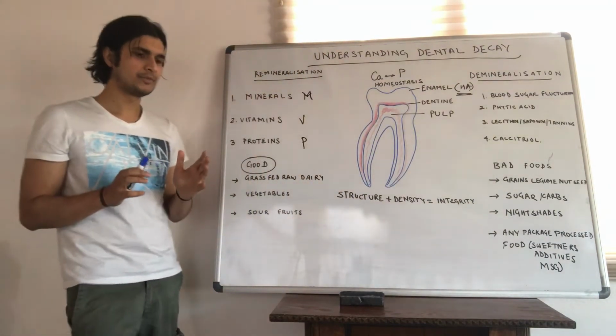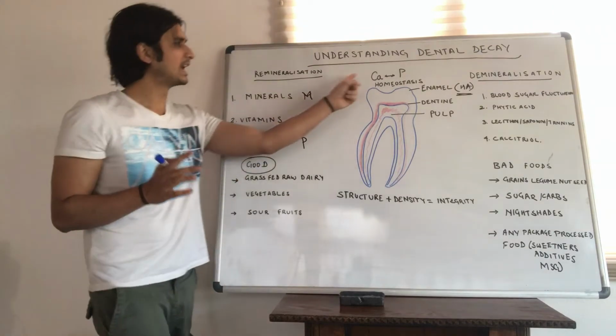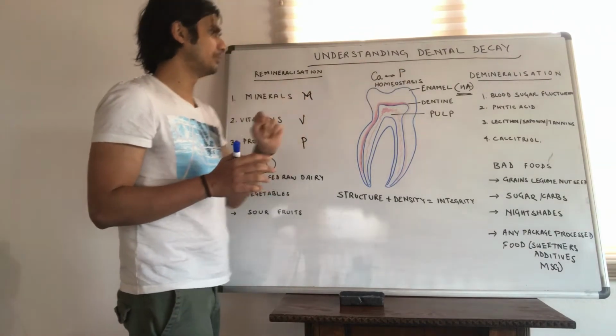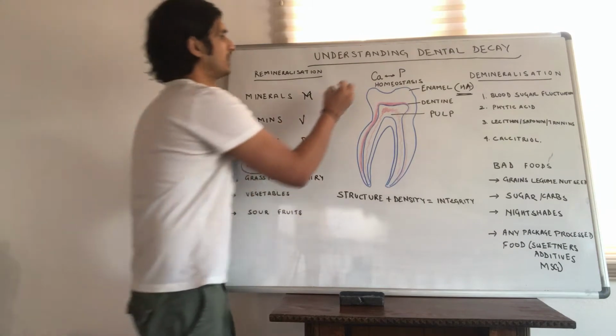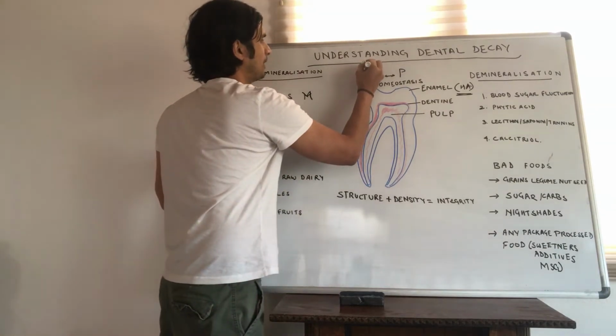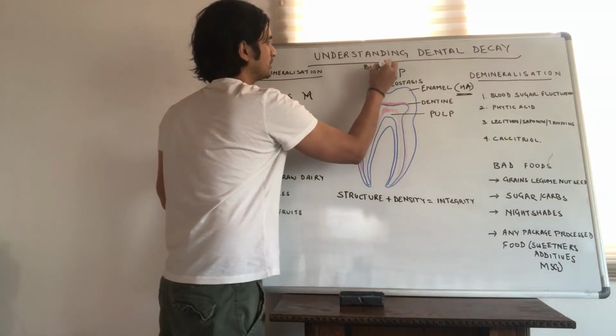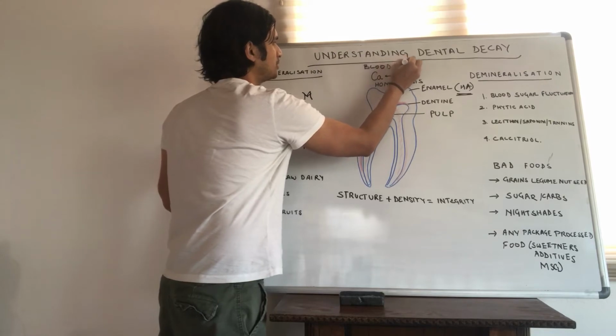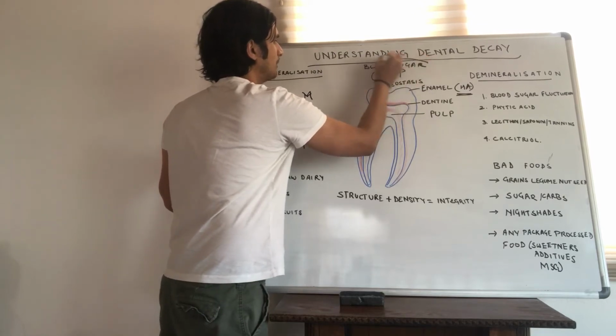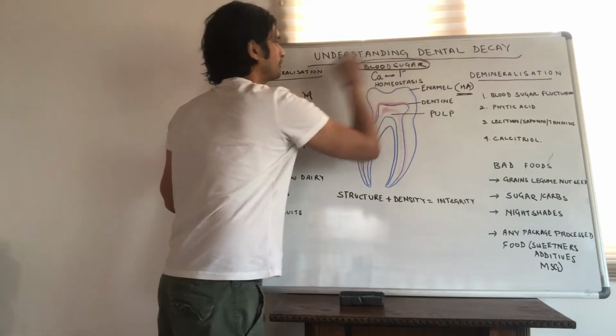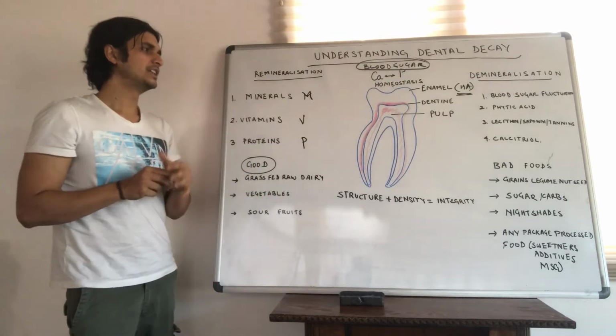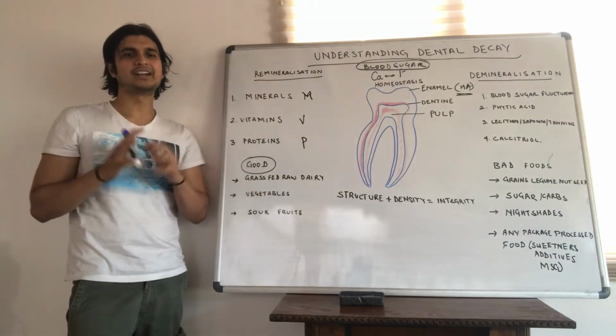And whenever we are eating these foods, the calcium phosphorus balance is disturbed. The calcium phosphorus balance is most commonly disturbed by blood sugar fluctuations. That's why blood sugar is the most important, paramount thing in controlling the integrity of the enamel and preventing decays.